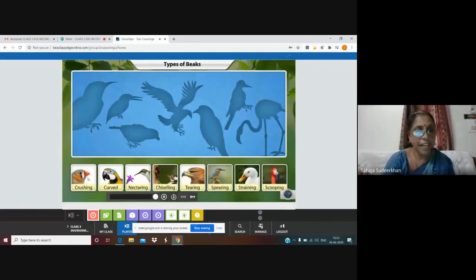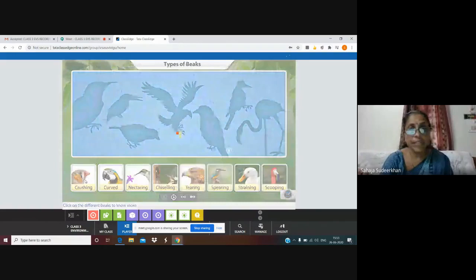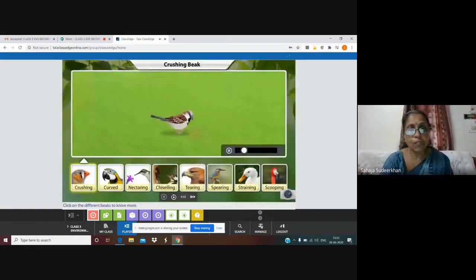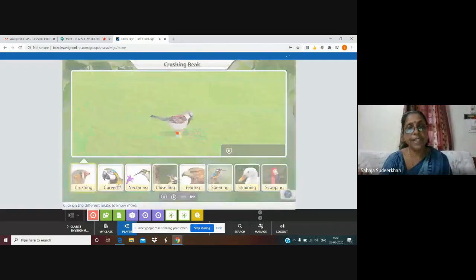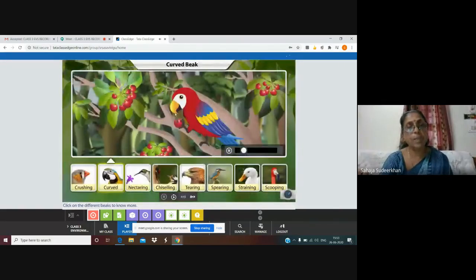Now we have to click on each picture. Okay, this one is the crushing beak. Look, this is a sparrow. It has a crushing beak. It is short and strong to crush the seed. This one is curved. These are sharp. It is strong also. Parrots have curved, fleshy beaks. Parrots have this type of beak to pick up the fruits and eat.